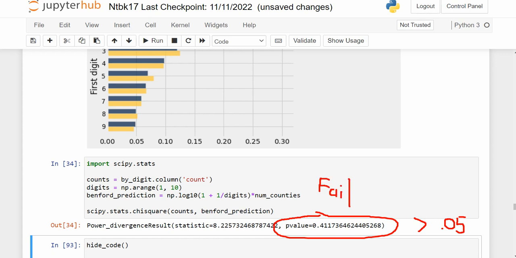Sorry, my handwriting with the mouse is not perfect by any stretch, but we are going to fail to reject the null, which means what? Well, rejecting the null would have meant that the probability model is wrong.